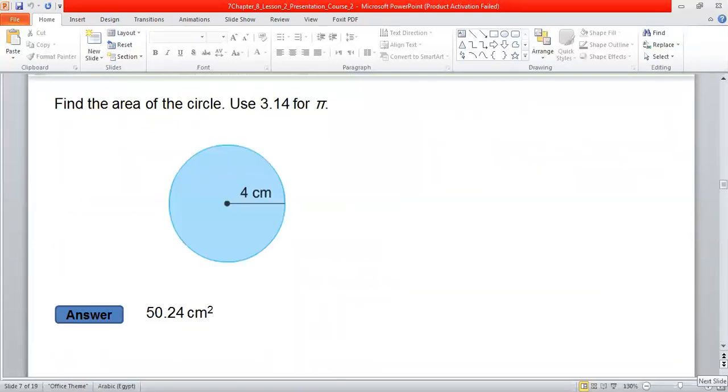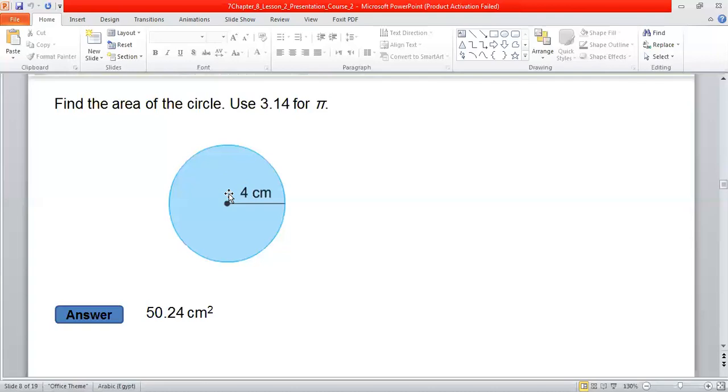Okay, Muhammad? Another example. Read the head of the question, please. Find the area of the circle, use 3.14 for pi. So we use pi as 3.14, right, Muhammad? We have here that this is the radius. The radius here is 4, right? Do you remember the rule of the area, Muhammad? The rule of the area of the circle is pi r squared.